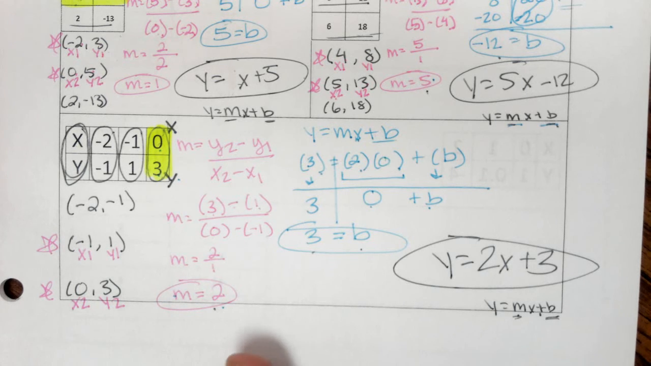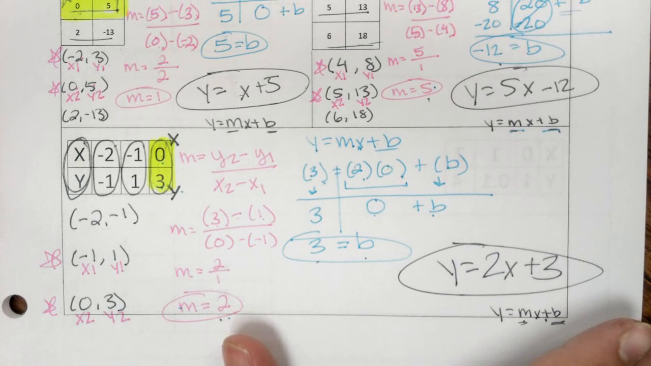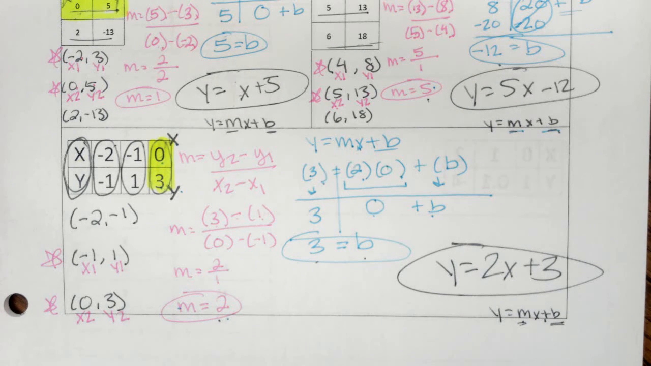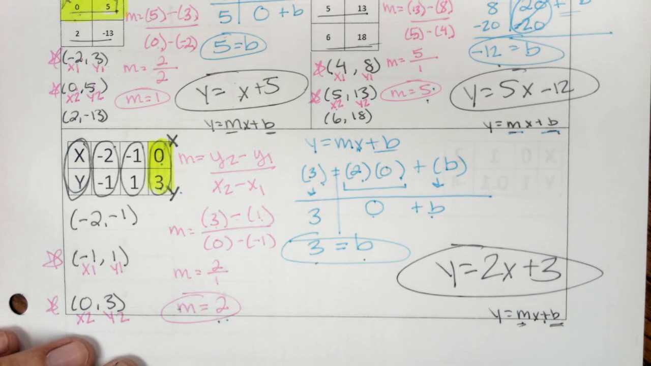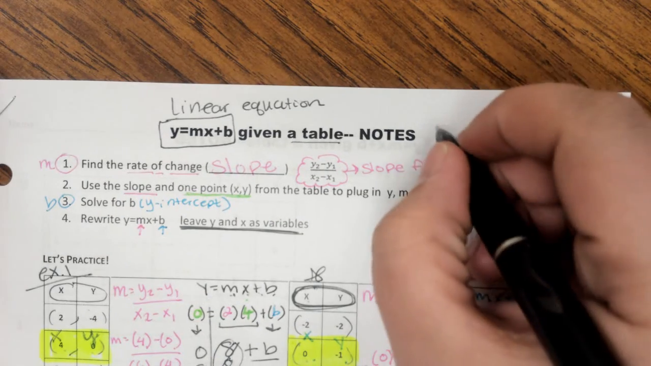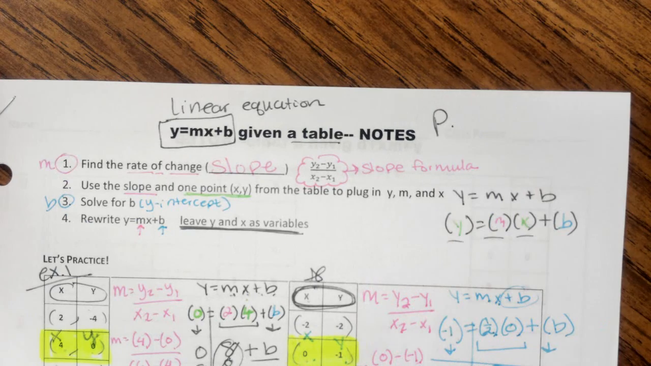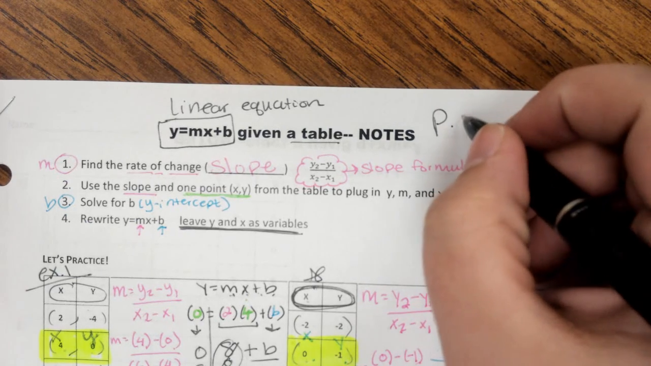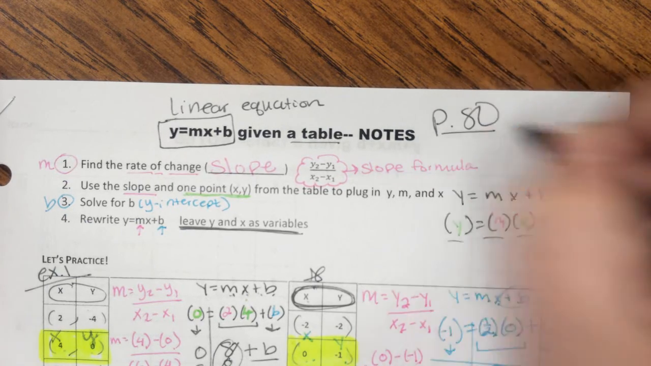We only did 1 or 2 examples in class. There is a back page to this. We're not going to complete the back page because that would just be an excessively long video. Speaking of pages, the page number here for your binders is page 80. Yes, page 80.